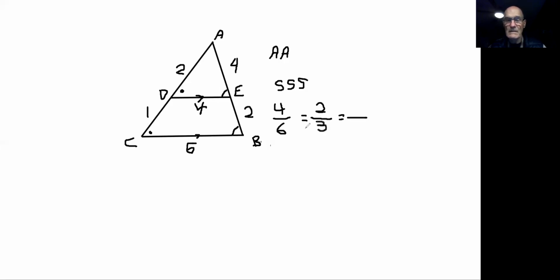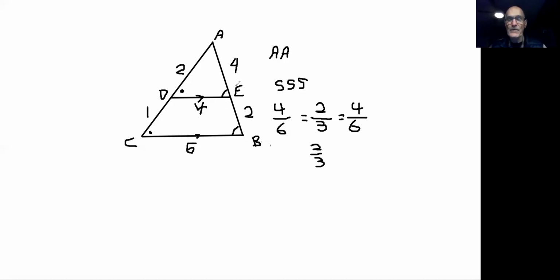And then the bottom side of the small triangle is 4, and the bottom side of the big triangle is 6. So if you'll notice, each one of these fractions or ratios reduces to 2/3. And since they're all in the same ratio, then that is your requirement for a side-side-side similarity.